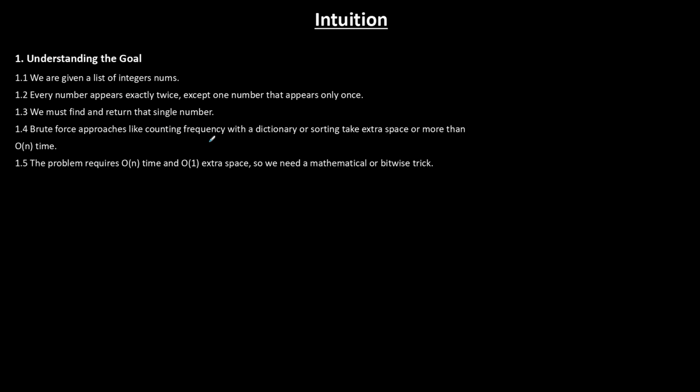To understand what the problem is asking, we should build up an intuition for the problem, and we should do it by understanding the goal first. We're given a list of integers nums. Every number appears exactly twice, except one number that appears only once. We must find and return that single number. Our goal is to find that particular number which appears only one time, and all the other numbers will appear exactly twice.